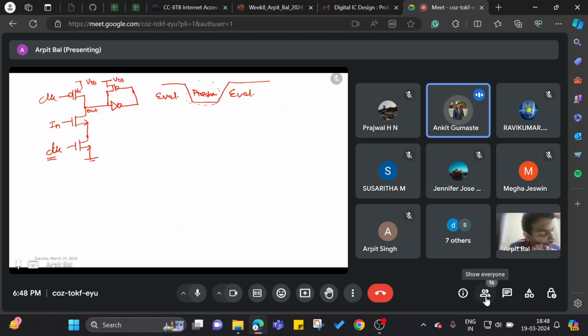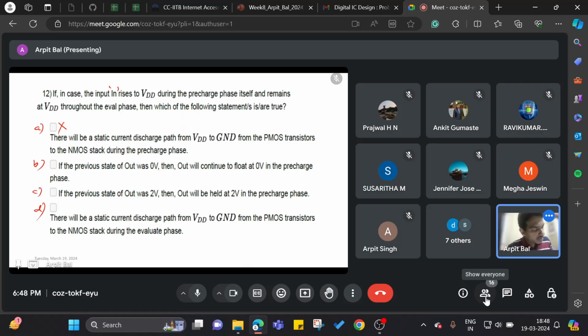Sir, if it is 1, the other PMOS, the one connected to the inverter, will pull up. Okay. And if it's 0, it will be pulled down by both NMOS. Okay. Yeah, that is correct. So is option C correct?